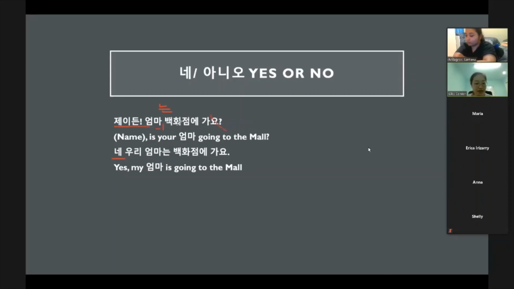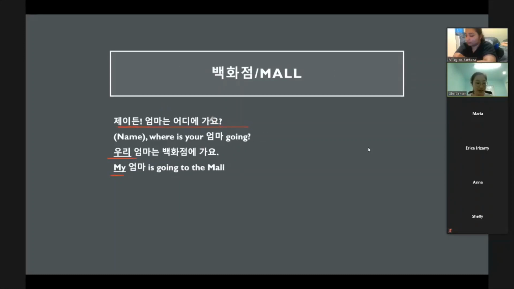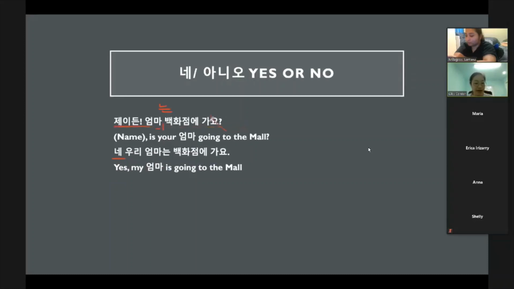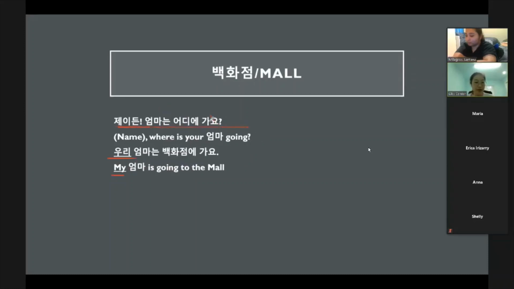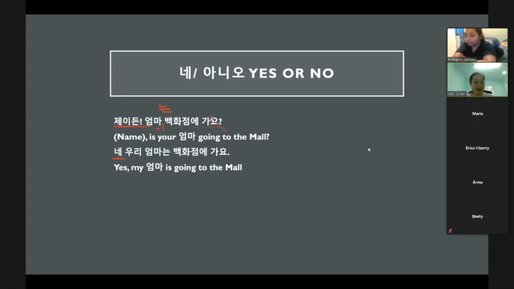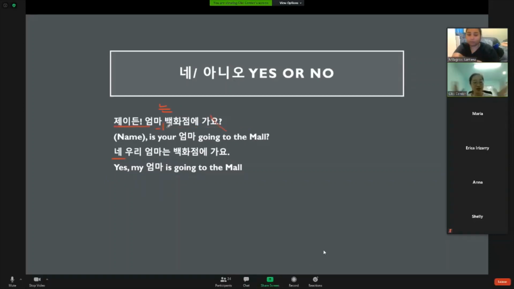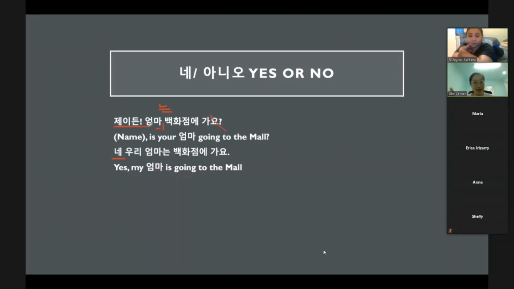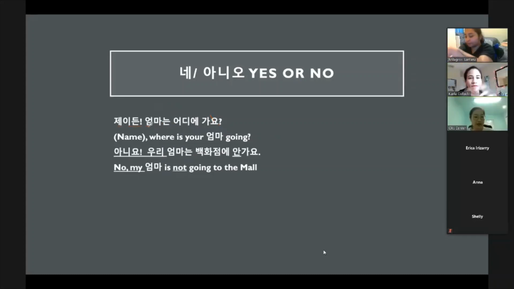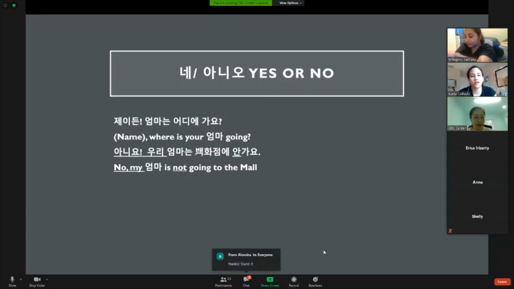But for now, for people who don't know, that's why I wanted to go over this, adding the particles. This is the proper way. When you write it, you have to go this way. But because we wanted to shorten it when we say it, it came out like 엄마 백화점에 가 or 엄마 백화점에 가요. When you write it in the proper way, this is the right way.